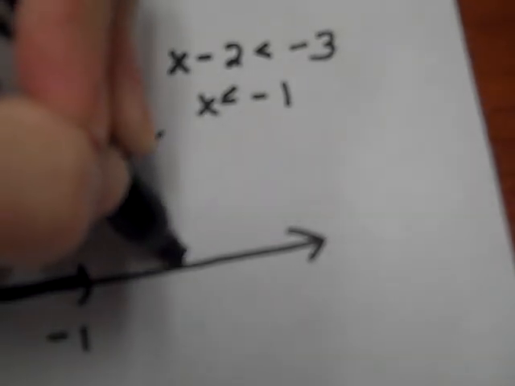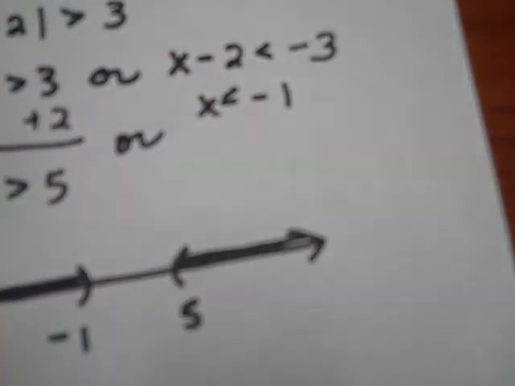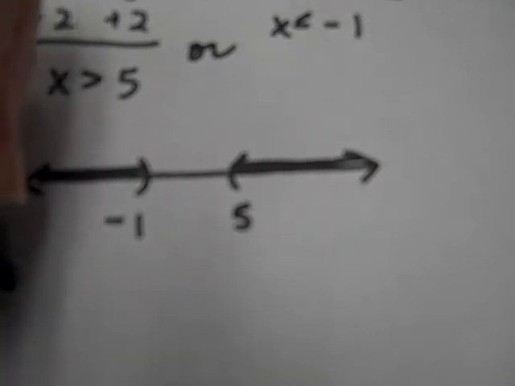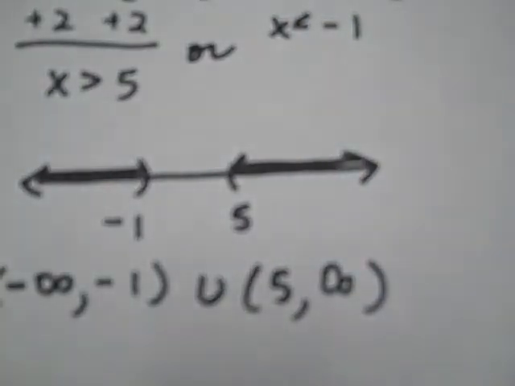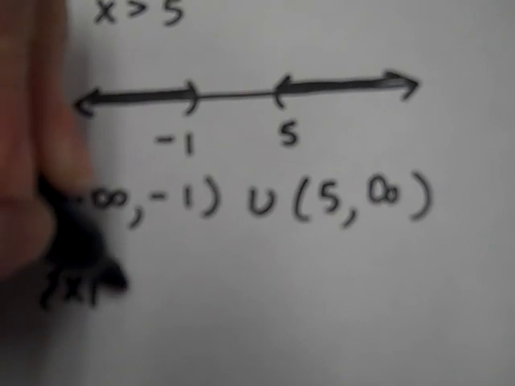Solution set on a number line, it's the open interval from negative infinity up to negative 1. Open interval from 5 to infinity, written in interval notation, negative infinity to negative 1, union 5 to infinity. Written in set notation, the set of all x such that x is less than negative 1 or x is greater than 5.